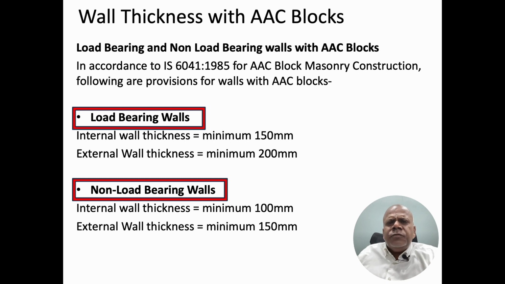But most of us do a non-load bearing construction, 90%, I would say even 95%. Why? Because we have beams, columns, and we make multi-story buildings, high-rise buildings, and in that case, because you have beams and columns, you can reduce the wall thickness as given in the code IS 6041. The internal walls would be 100 mm and the external walls would be 150.